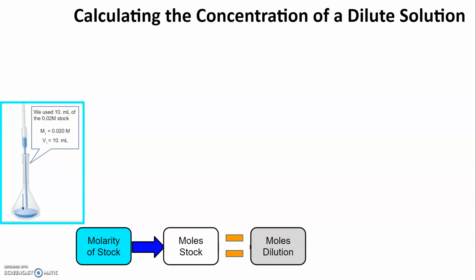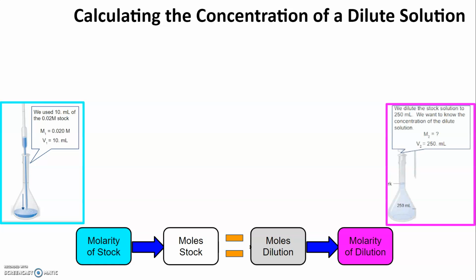So that's all to say that the moles of the stock solution is equal to the moles of the dilute solution. Their moles are the same, but their concentrations are not, because in the case of the dilute solution, you would have added more water and made it less concentrated. So your next step then is to go from the moles of the dilute solution to the molarity of the dilute solution. And we know the volume of our dilute solution, so all we need is the molarity. So how does this process work?